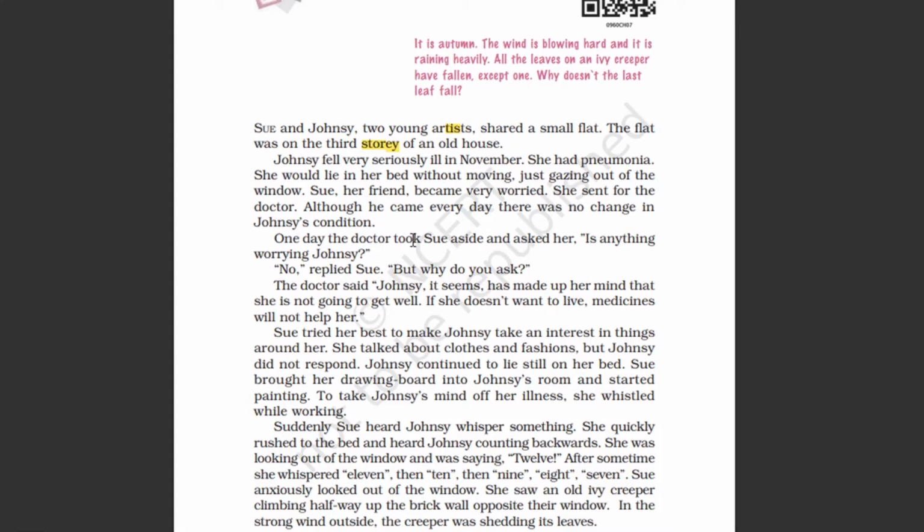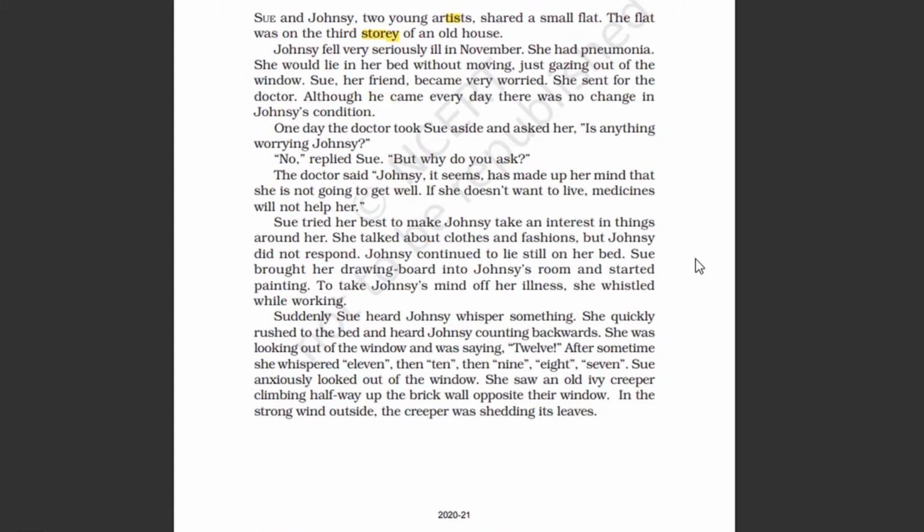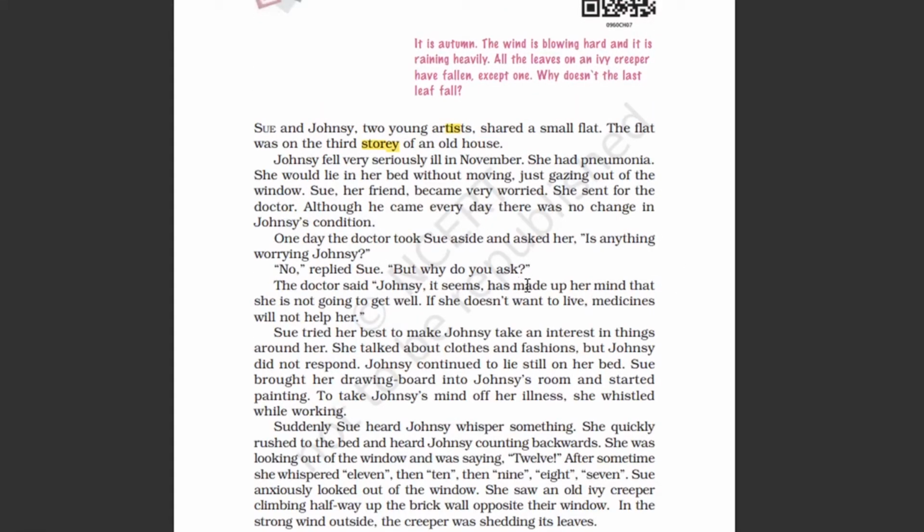One day, the doctor took Sue aside and asked her, "Is anything worrying Johnsy?" As the medicines were not curing Johnsy, the doctor asked Sue, "Is there something which is worrying Johnsy?" "No," replied Sue. "But why do you ask?" So here Sue was also confused with the question raised by the doctor. So she asked why he asked such a question.